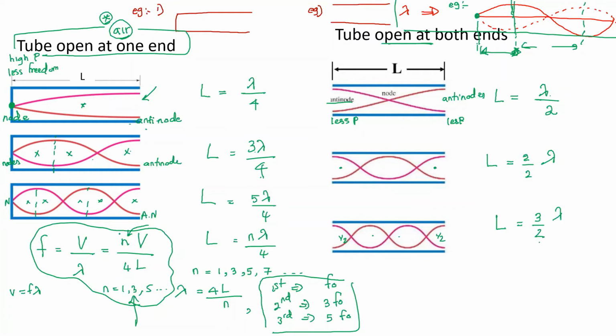Okay. So if I write the common equation for this, I get L equals n over 2 times lambda. And n can be anything, right? Here 1, 2, 3. Here it was 1, here it was 2, here it was 3.